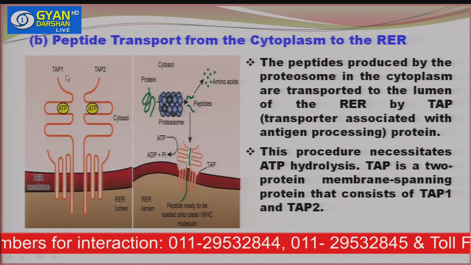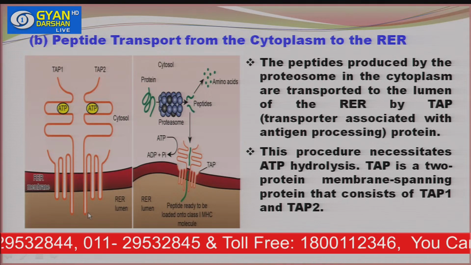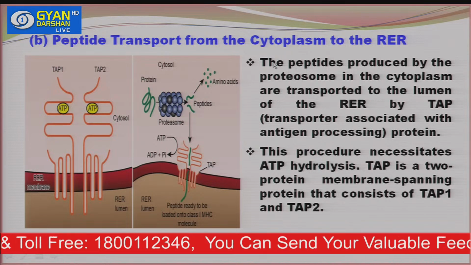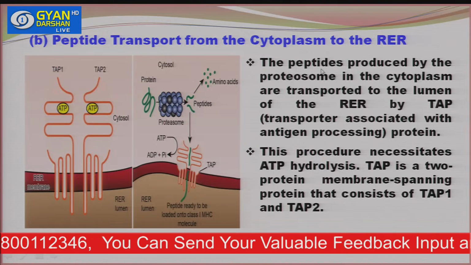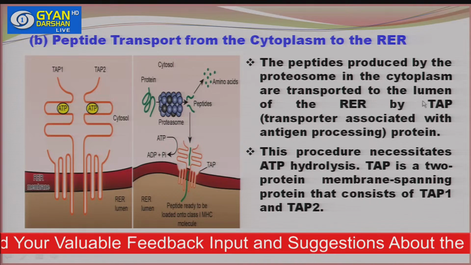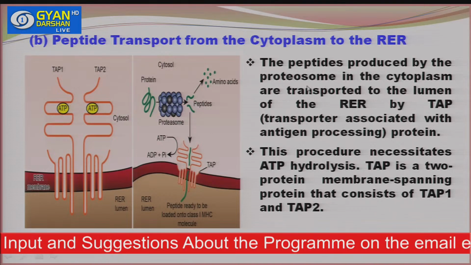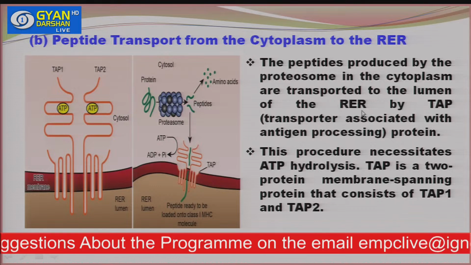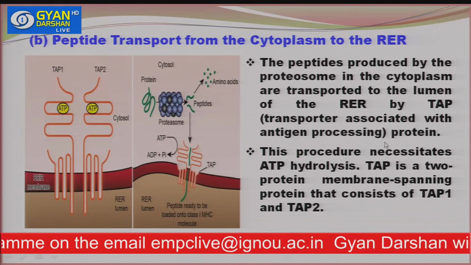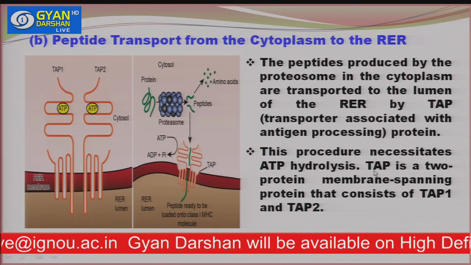Another step involved in the endogenous pathway is that the peptide is transported from the cytoplasm to the endoplasmic reticulum. This is another very important process involved in the endogenous pathway of antigen processing and presentation. The peptides produced by the proteasomes in the cytoplasm are transported to the lumen of the endoplasmic reticulum by the TAP transfer protein, the transporter associated with antigen processing, and this procedure necessitates ATP hydrolysis.